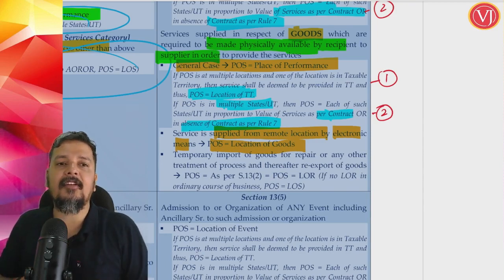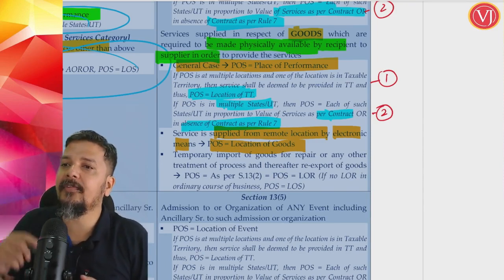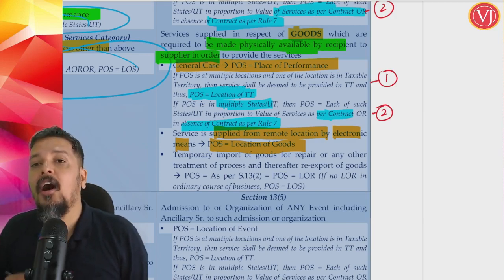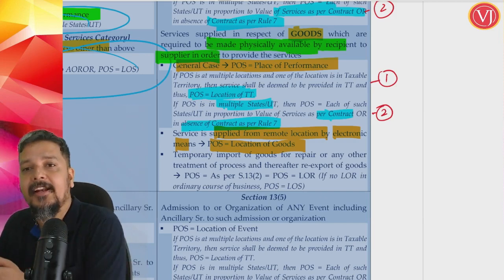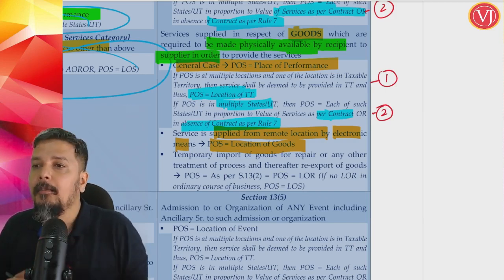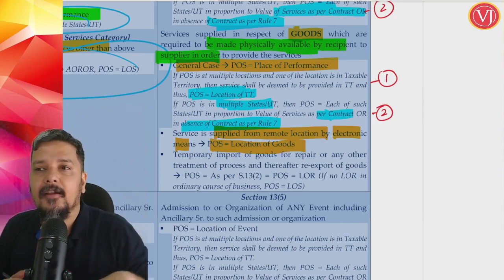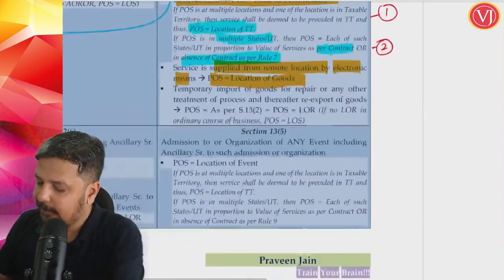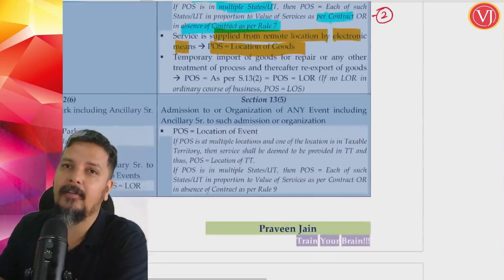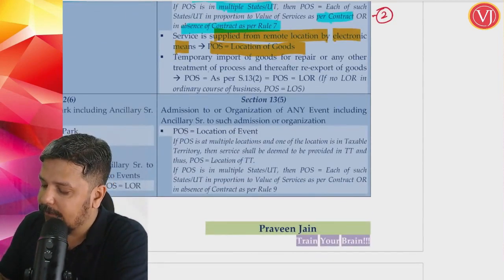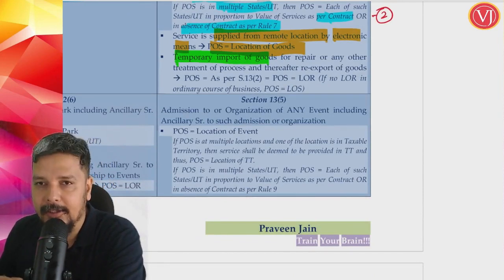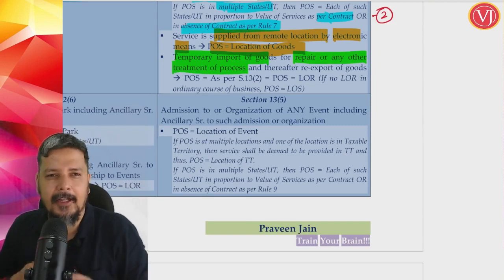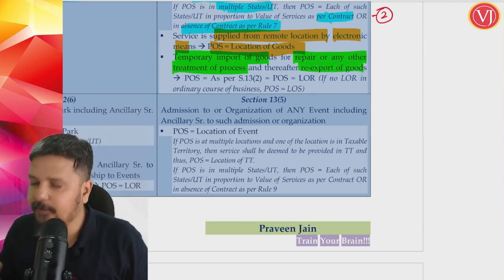If performance is done from a person sitting in India, but the goods are physically outside India, place of supply is outside India. Or if a performance is done by a person sitting outside India through remote control, but the goods are in India, place of supply is India. Right. And the last scenario, because they want it to be treated as export, the goods are temporarily imported in India for repair or any other treatment or process, which means you are importing in India, you are doing some work and you are re-exporting.